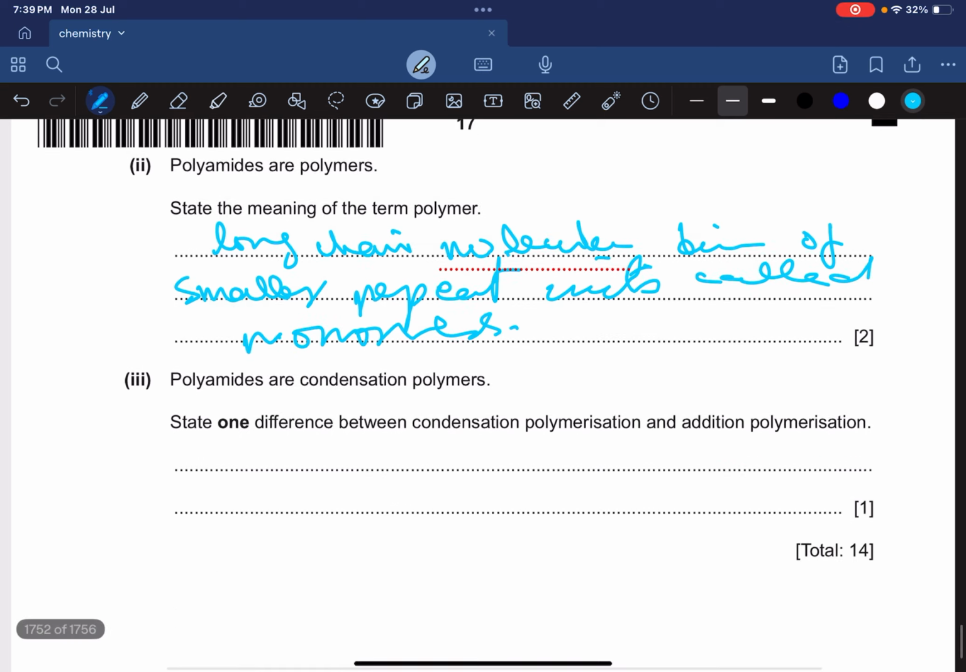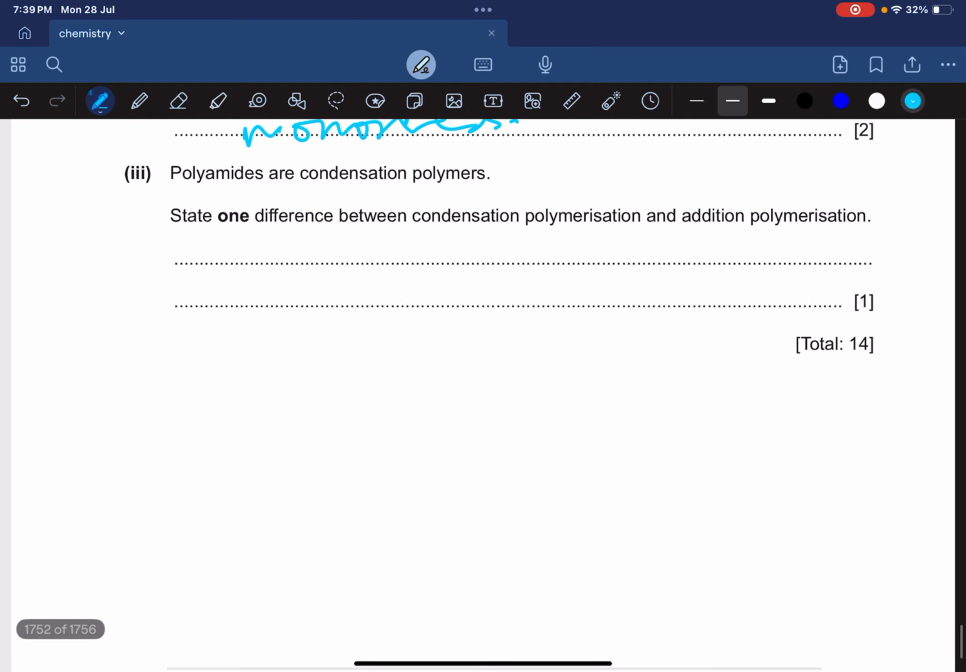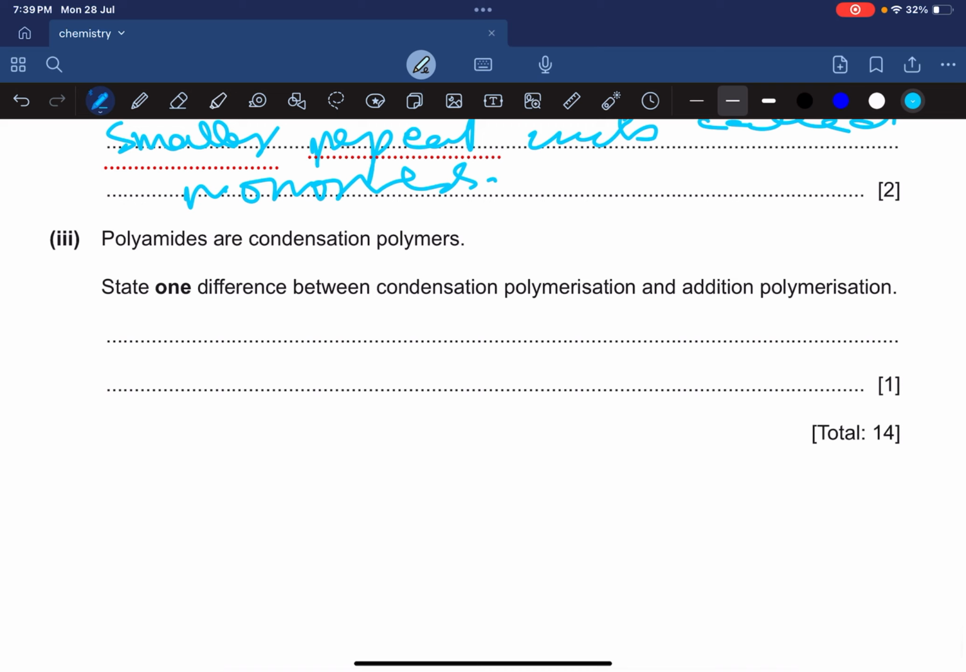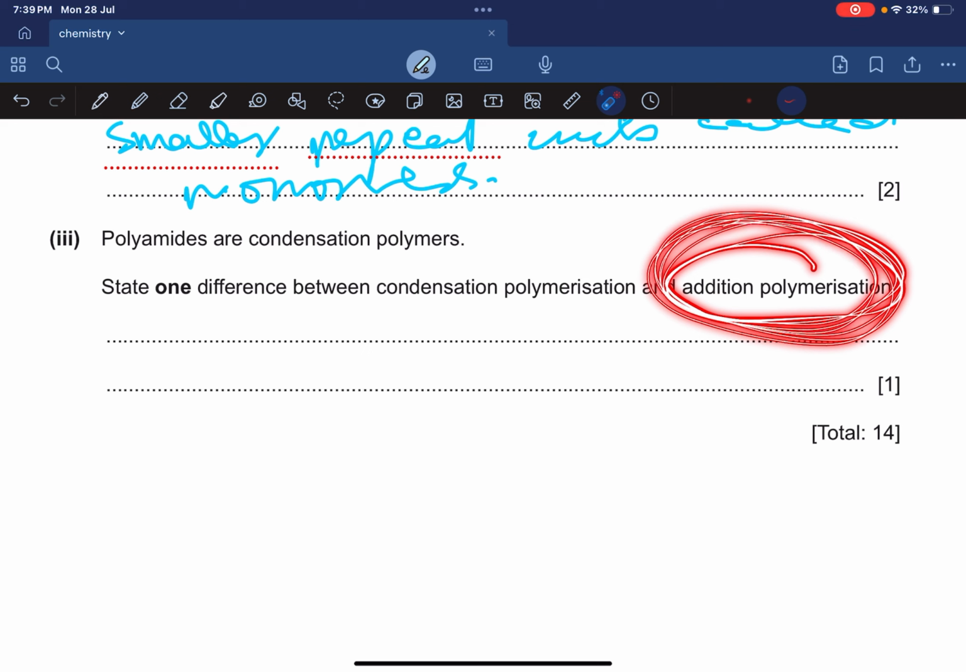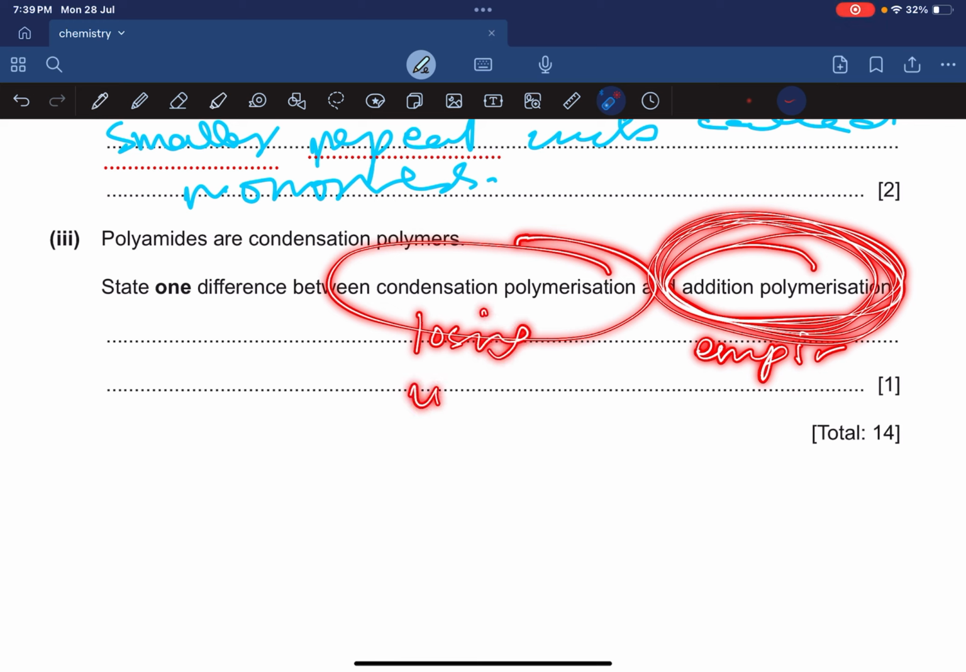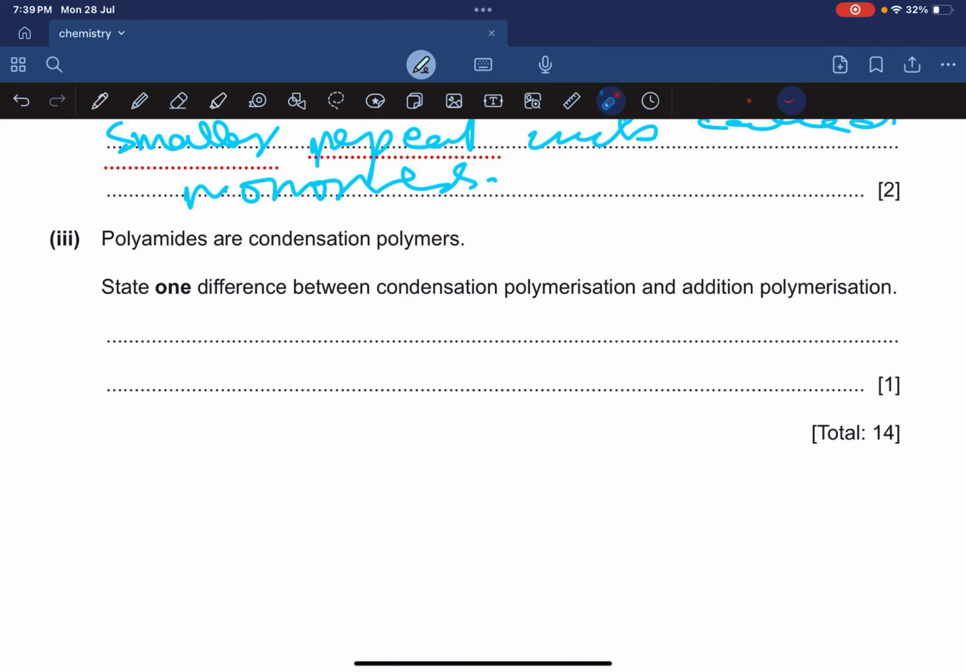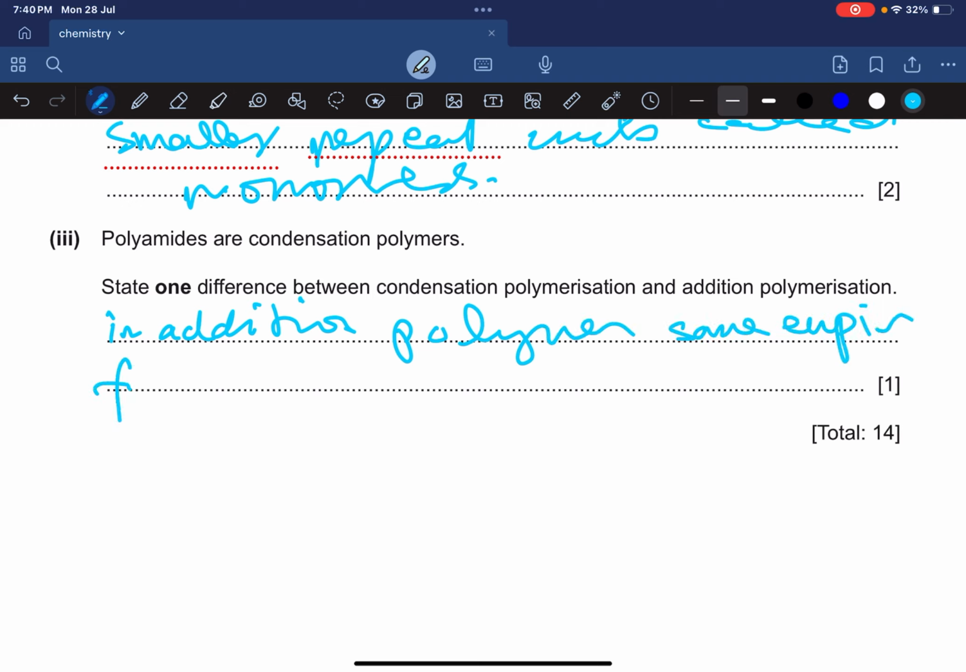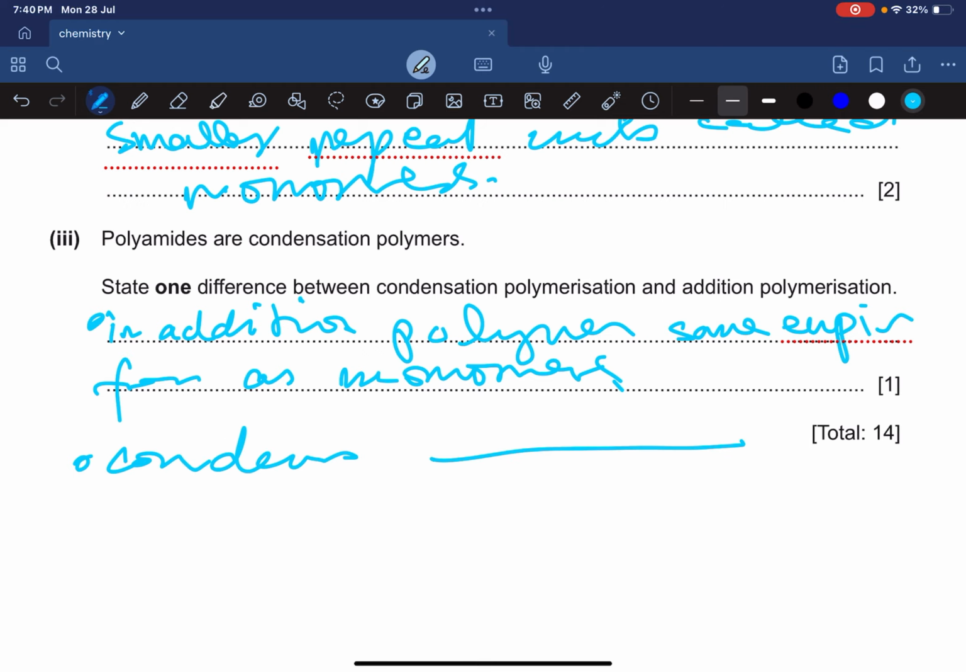Polyamides are condensation polymers. State one difference between a condensation polymer and an addition polymer. Simply, the easiest difference is that an addition polymer is going to have the same empirical formula as the monomers. Whereas a condensation polymer, because you're losing water or HCl or something, has an empirical formula different from the monomers. So in an addition polymer, you have the same empirical formula as the monomers, but in a condensation polymer, the empirical formula is different. I hope you understand this.